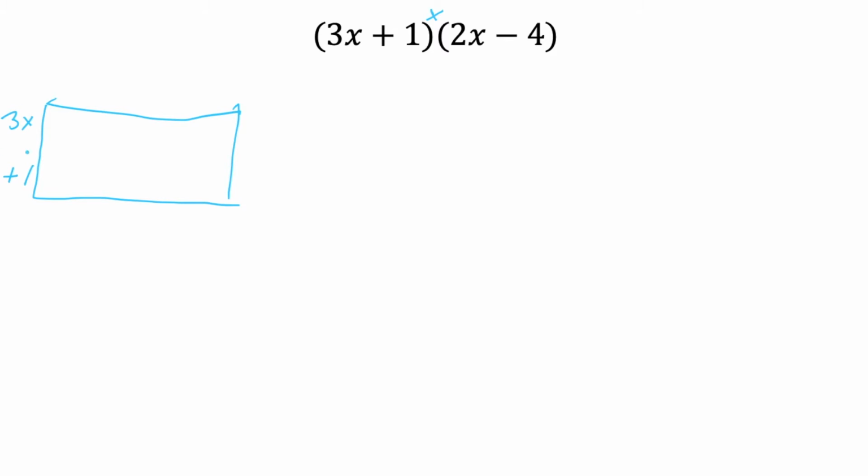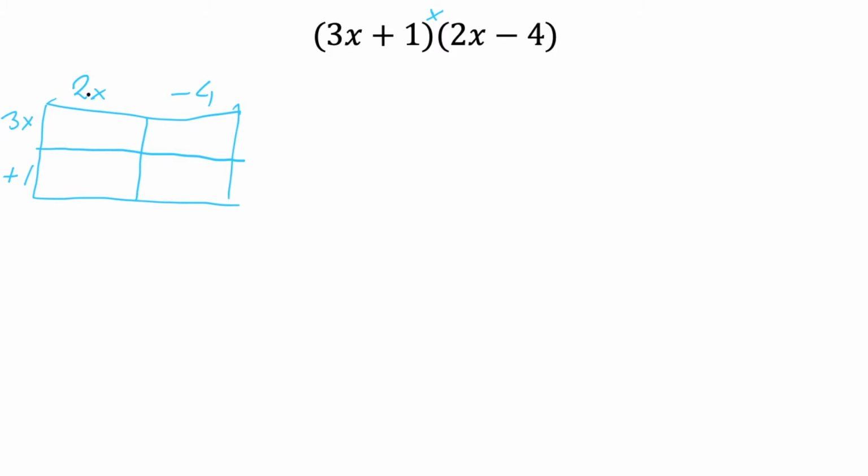So this side of the box comes out from the first bracket. And on the second side of the box, let's write what's in the second bracket, which is 2x minus 4. See that we can divide the box into 4 different quadrants, and each of those quadrants will contain a product of the elements on the side of the box.